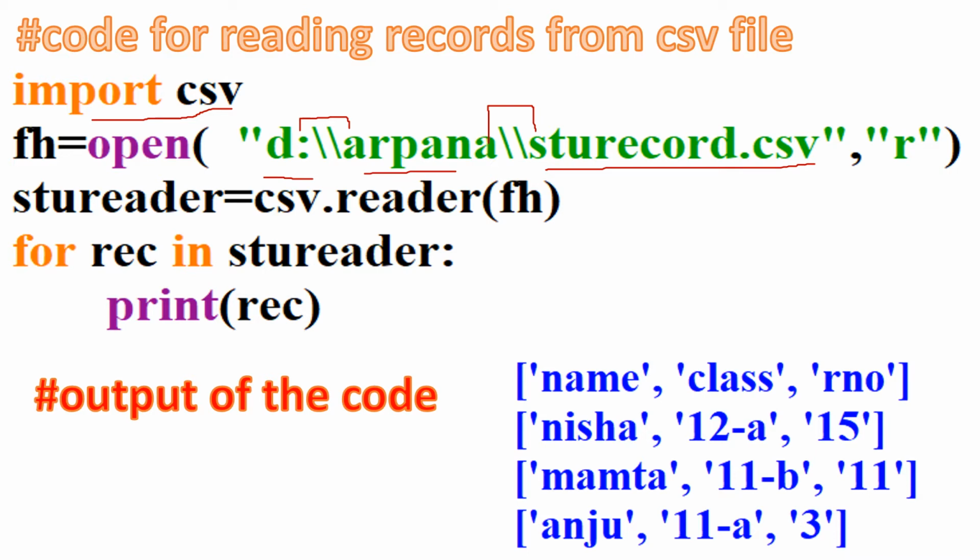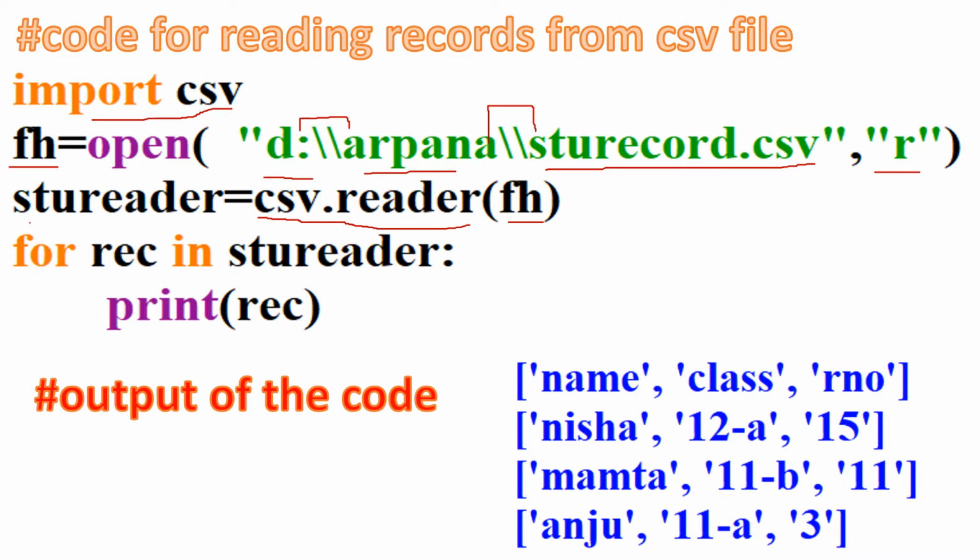Open is the function that will open this file, and r is the read mode because you are going to read the records from the file sturecord.csv. Now for reading, the function is reader and it is in the module csv. So to access this function, you will have to write csv.reader, and as an argument you will pass the file handler, which is fh, because I have used fh in the first statement while opening the file. So the same file handle name you will have to use here also.